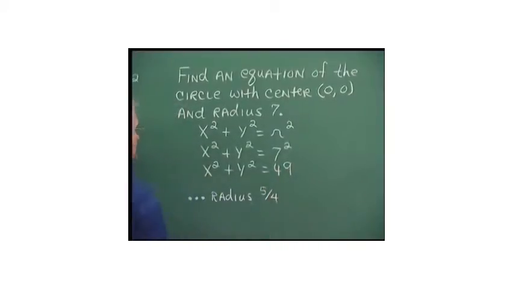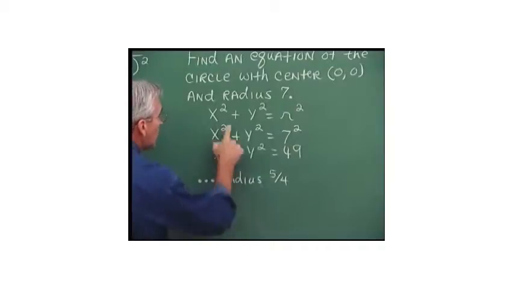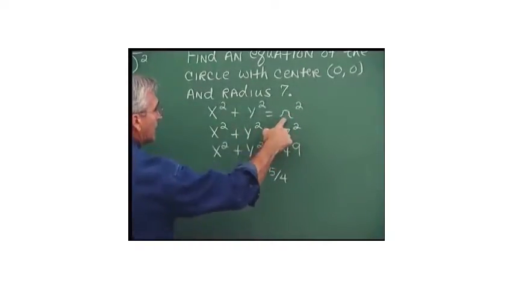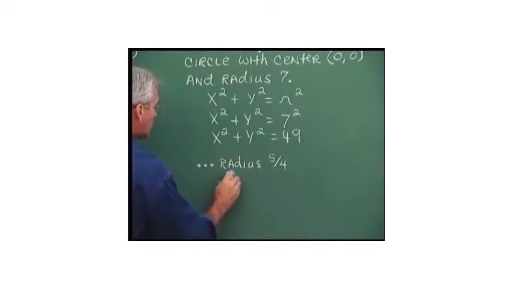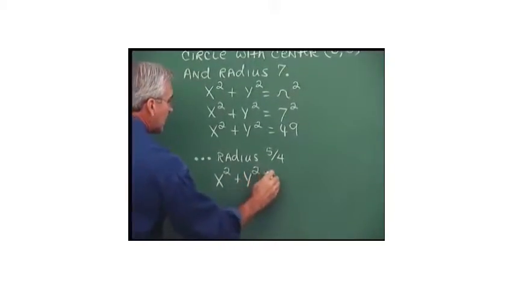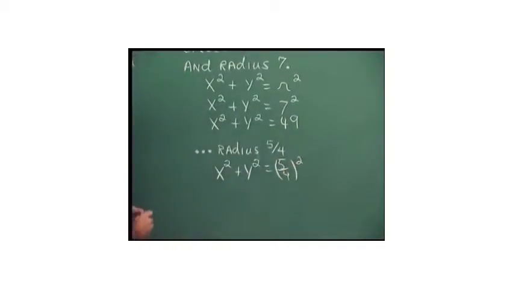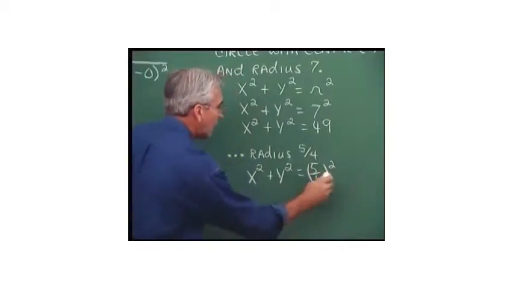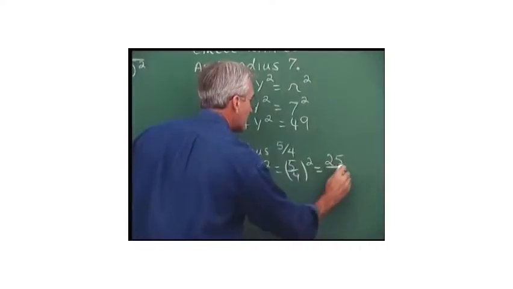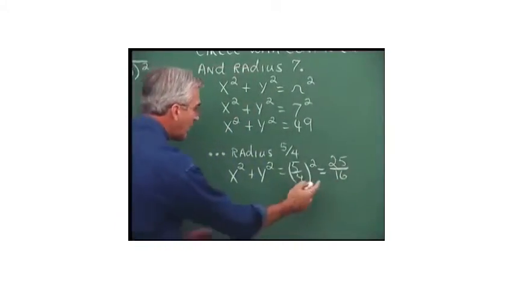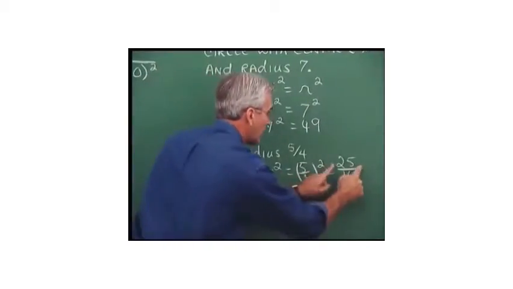Suppose the radius is to be 5/4. We proceed the same way. We start with x squared plus y squared is r squared, but in this circumstance the r is 5/4. So we would have x squared plus y squared equals (5/4) squared. Now we have to be a little careful in cleaning this up. When we square here, we get 25/16, and we would probably not leave our equation as x squared plus y squared equals 25/16.